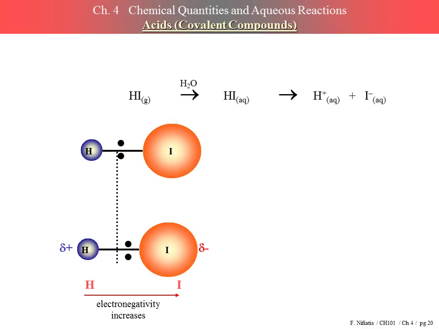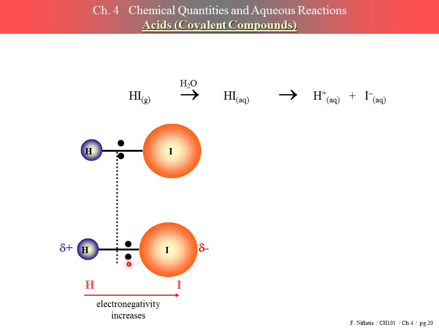Do you remember when we had the ionic bond? In that case, an electron left from the sodium and it went to the chlorine. There we had full electron transfer. Here, these two electrons haven't left the hydrogen completely. They have left the hydrogen partially. They are not 100% on the iodine. They are most of the time on the iodine.